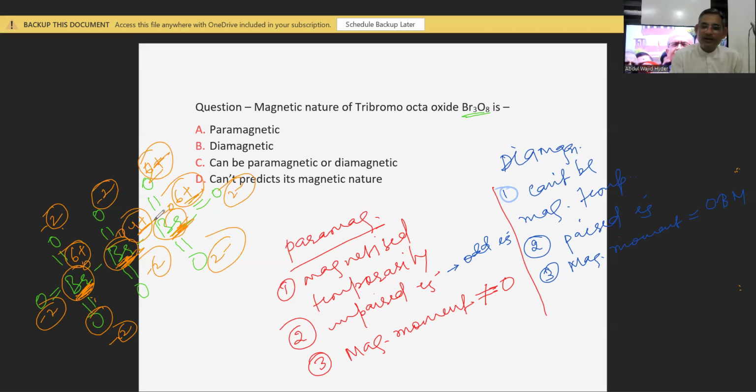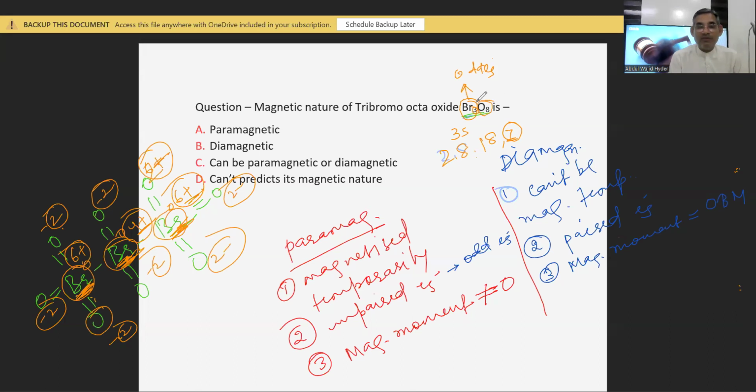Now see, what about the atomic number of this Br? This Br is 35. So the electronic configuration will be 2, 8, 18, 7. This is an odd number. So the atomic number, or you can say valence electrons, are odd. So odd into odd will always give an odd number of electrons.